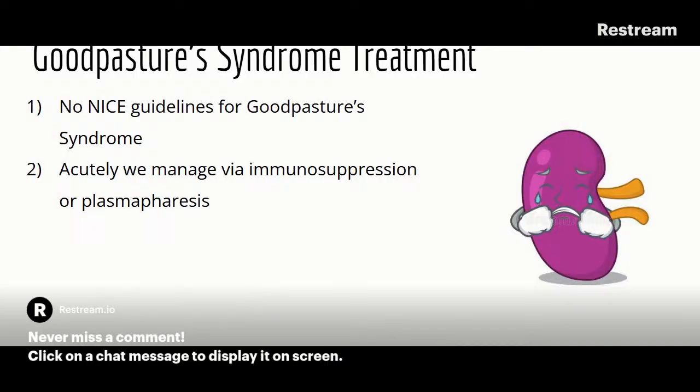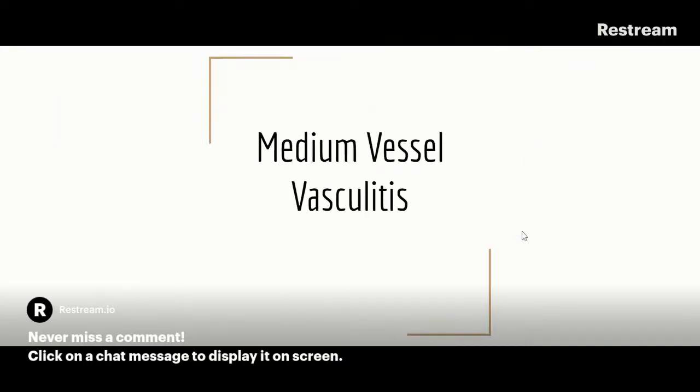We don't really have any guidelines for managing Goodpasture syndrome. We manage it with immunosuppression and plasmapheresis, or all plasmapheresis, but we don't really have any strict guidelines on Goodpasture syndrome treatment. So that's all the small vessel vasculitides.